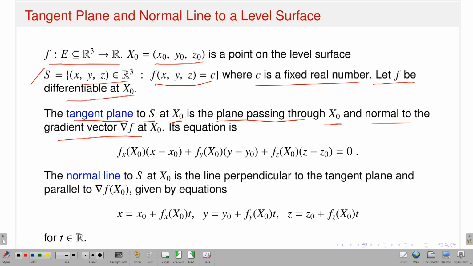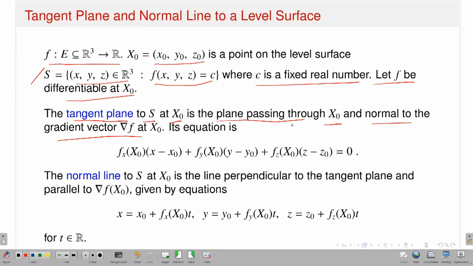So, just now I observe that if I have a level surface, a point x naught, and I take a curve, then the tangent is orthogonal to the gradient vector. Now I define the tangent plane to my level surface S at the point x naught: it is the plane passing through the point x naught and normal to the gradient vector del f at x naught. Once I want the equation of a plane passing through a point and orthogonal to the gradient vector, you can easily write the equation of this plane.